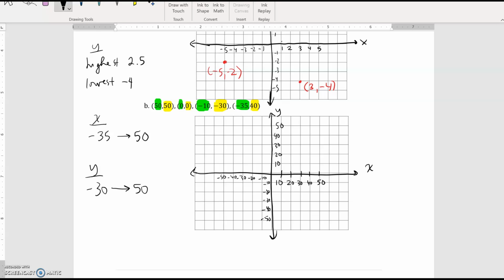So I want you now to plot these points and then pause here and then continue the video whenever you have finished plotting the points.